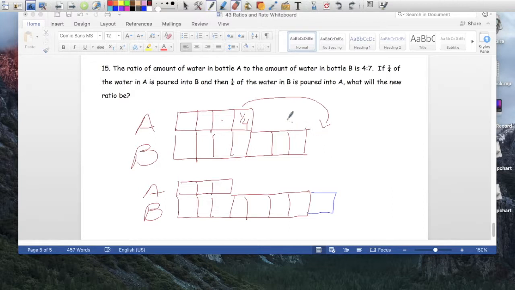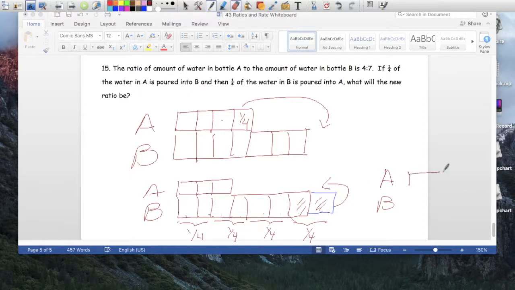Okay, so now they say then 1/4 of B is poured into A. So the last move, 1/4 of B. Well, B is made up of 1, 2, 3, 4, 5, 6, 7, 8. What's 1/4? If I broke it up into 4ths, these 2 boxes would be 1/4, these 2 boxes would be 1/4, and the last 2 boxes would be 1/4, right? So I'm going to take 2 boxes because that represents 1/4 of B. I'll take these 2 boxes like this. Now move it back to A.